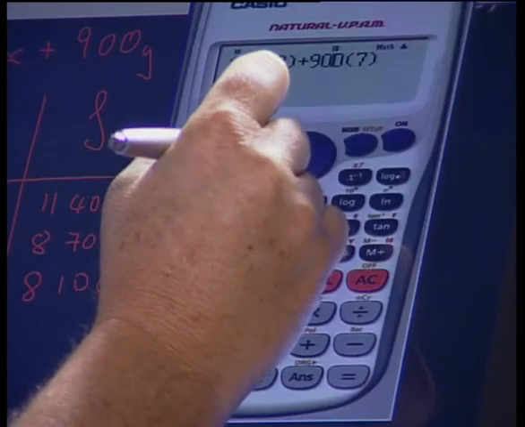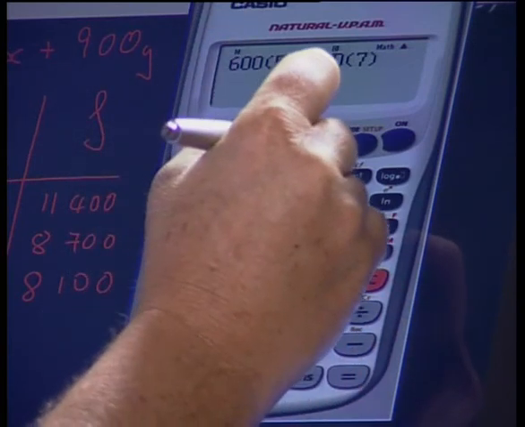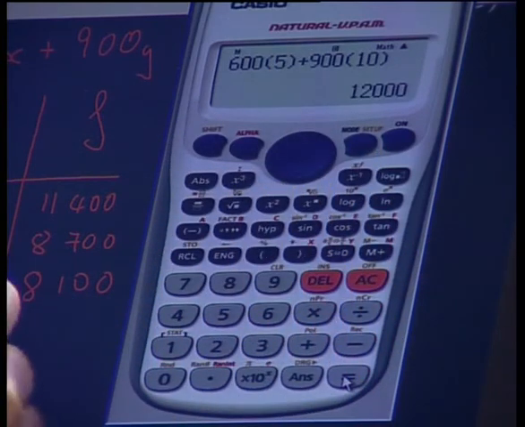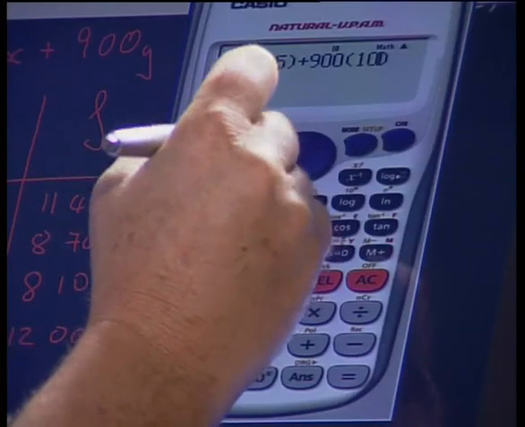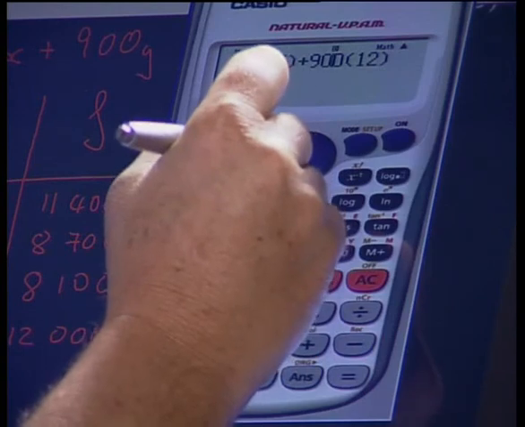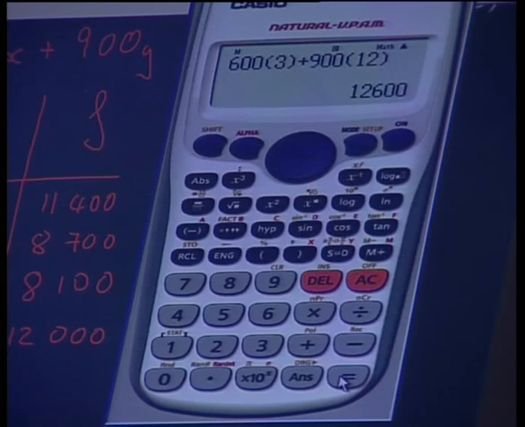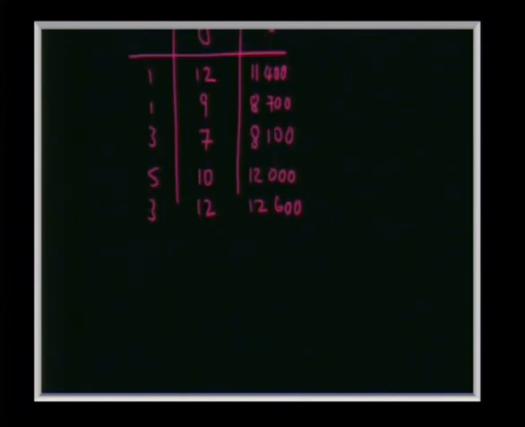Next, (5,10). I think this is going to give us more. Ah, 12,000. Things are looking up. And for the last one, (3,12): $12,600. How about that? The last vertex, 12,600. So, for maximum income, we're looking for 3 singles and 12 doubles.